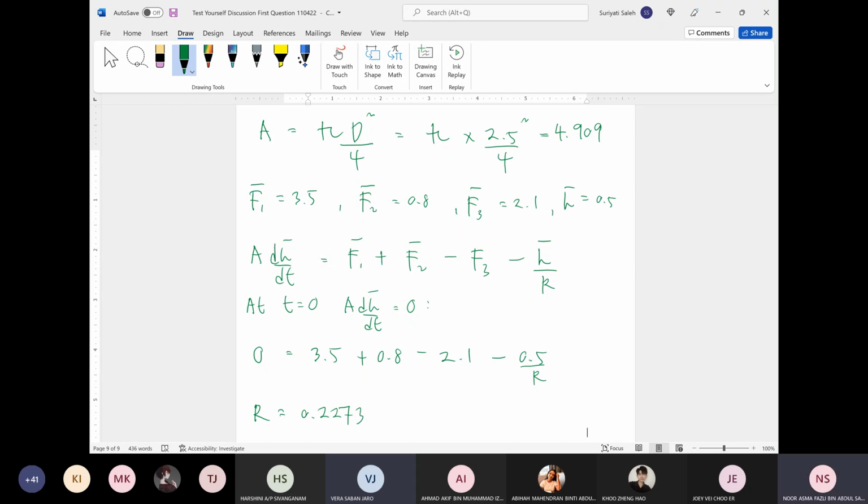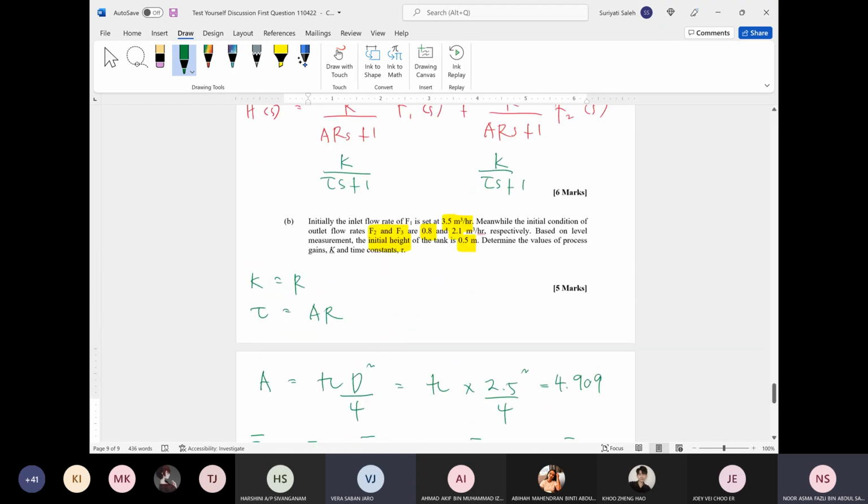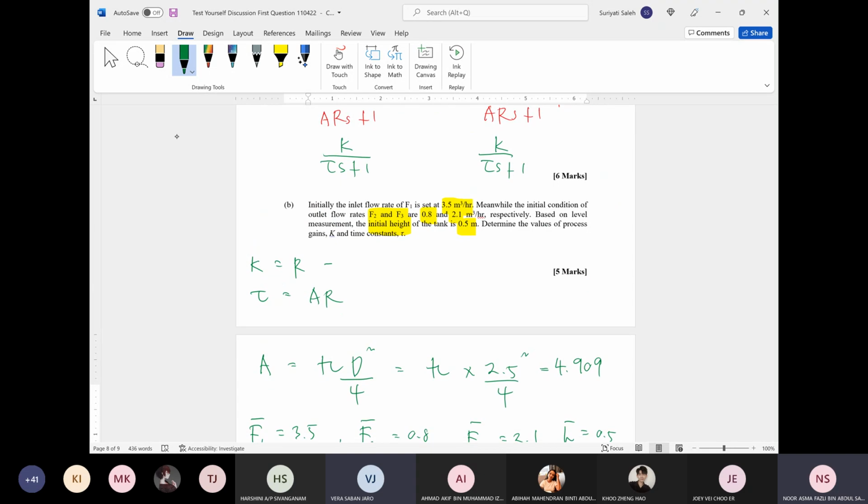Any objection relating to the answer? No, doctor. So R is 0.2273. Now we know that K equals 0.2273, and tau is equal to AR. A is 4.909 multiplied by 0.2273.